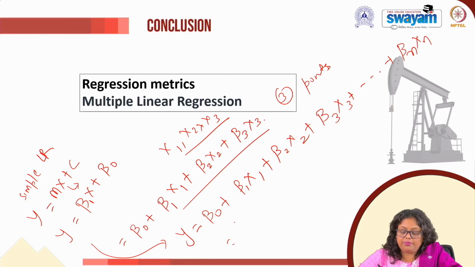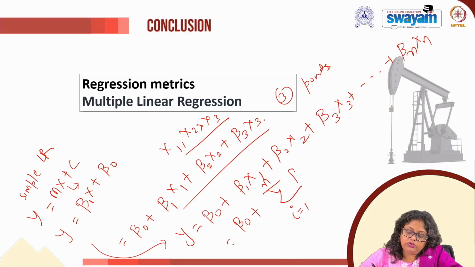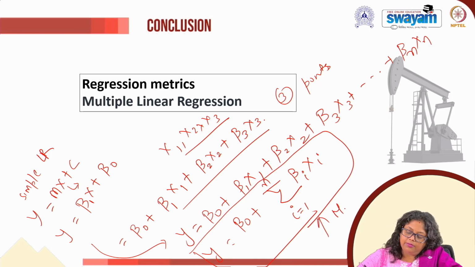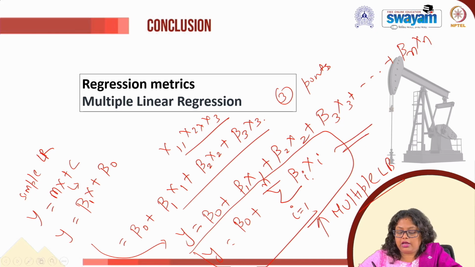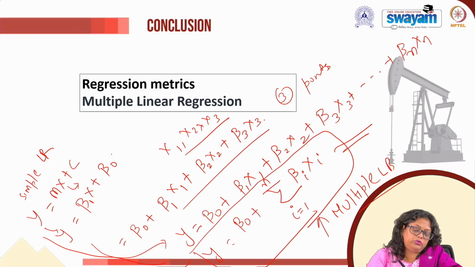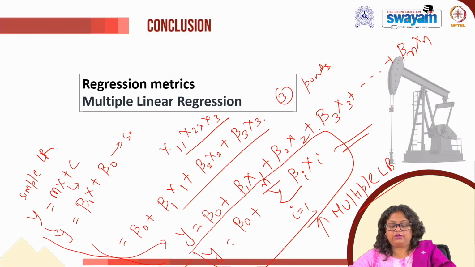In summation form we can write it as the sum from i equal to 1 to n of beta i xi, and that is nothing but your y. This is the expression for multiple linear regression. When you have only 1 beta and 1 x, it will reduce to the simple linear regression equation. So that's the empirical equation for multiple linear regression.